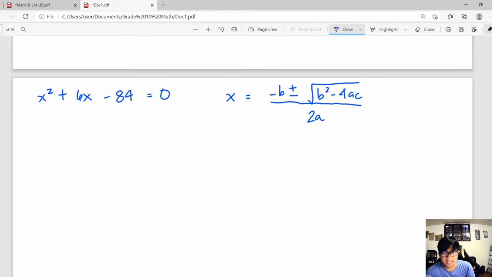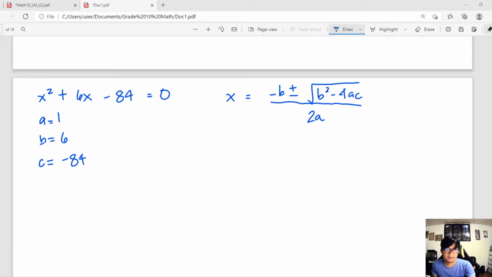We just substitute the given coefficients into our formula. Negative b plus minus square root of b squared minus 4ac all over 2a. So we identify that a is equal to 1, b is equal to 6, and c is equal to negative 84. We will use this to find the value of our x.